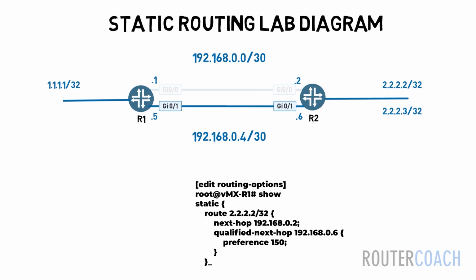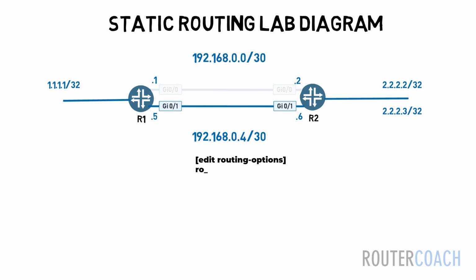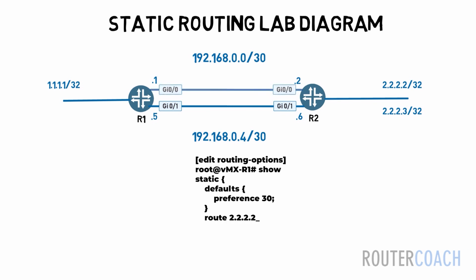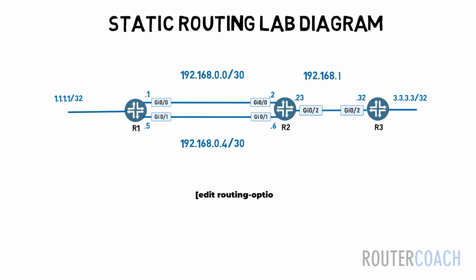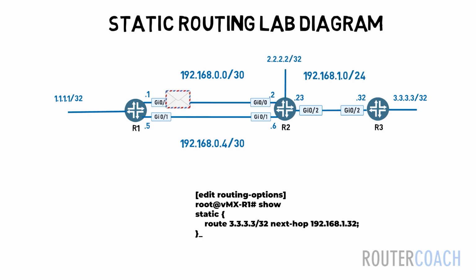Talking of preference, where a lower preference is preferred, we can apply a default preference to all static routes. But if they have an explicit preference applied, that will override the default one. Juniper devices require that the next hop IP address of static routes be directly connected. If you had a static route pointing to a device whose IP address is not directly connected, then the device isn't going to look it up.